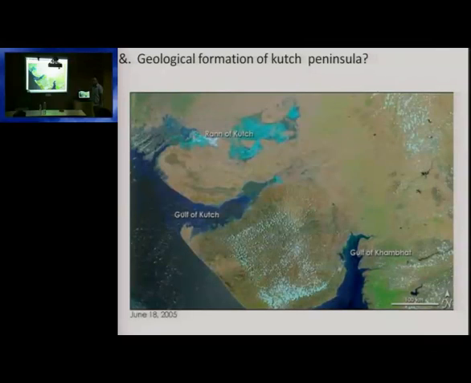Great Rann, Little Rann. Okay. So geologically, Kutch Peninsula is not part of peninsular India. Peninsular India is different from Kutch Peninsula. Okay.